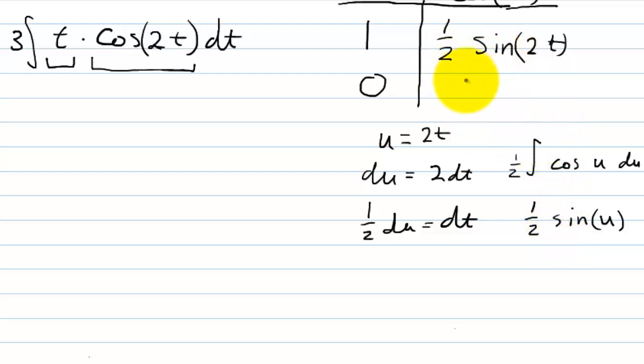Now if I do the integral of 1/2 sine again, remember u is just 2t, so it's going to be 2t again. If I take the integral of this again, I'm going to have to do the u substitution again, which means that I'd have to substitute the u for 2t.